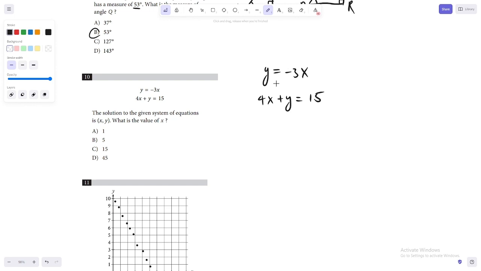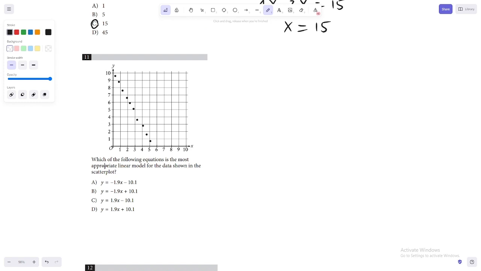Now, this one is not very hard to solve because imagine you were given the long equation at the bottom and someone just came and told you that y is equal to minus 3x. You're obviously going to plug the value of y here in the second equation, and with that we get 4x minus 3x is equal to 15, and that gives us x equal to 15, and it's what we've been asked. So x equal to 15, the correct option is the option C.